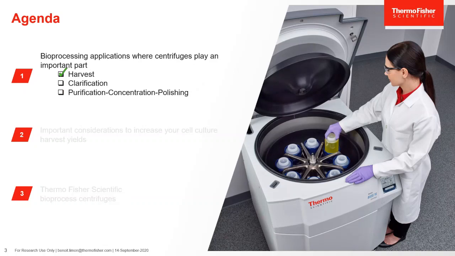There are three stages of the bioprocessing workflow where centrifugation can play an important role: the harvest stage, clarification stage, and the final stage, where we'll call it the purification, concentration, or polishing stage, depending on what you're looking to do with the product of interest. But for today's presentation, we'll focus only on the harvest stage, since we're looking to find out how to increase harvest yields. Before we proceed any further, let's take a minute to ensure everyone understands what bioprocessing is, the workflow, and the various applications. Benoit, will you please do us the honors in going over each of these?